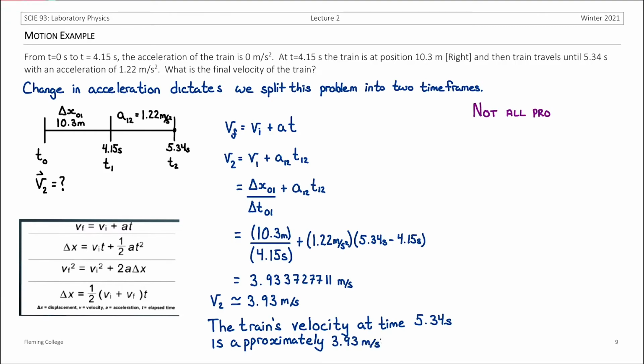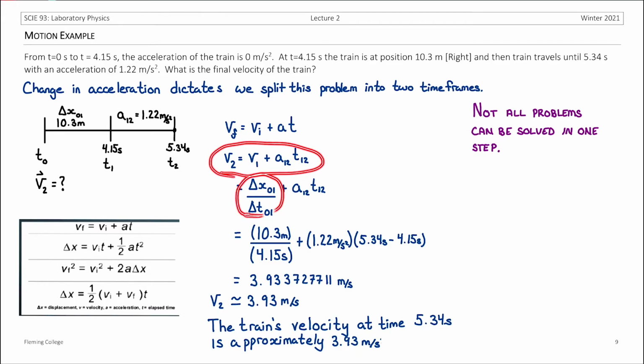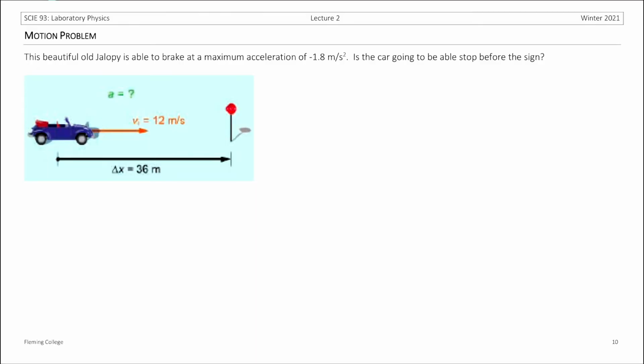This problem should identify to you that not all problems can be solved in one step. And it should highlight a strategy that you can break a difficult problem up into 2 pieces and use 2 equations to solve for the final answer. Let's look at a slightly more difficult problem.